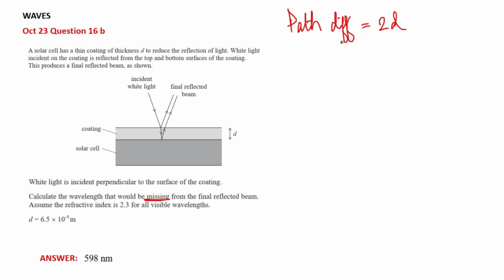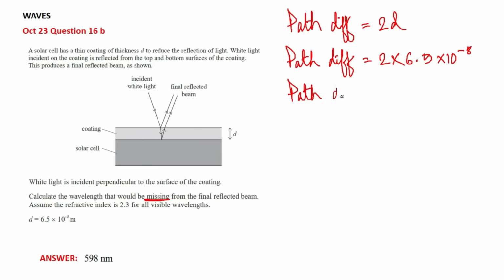Let's find out the path difference value. The path difference would be twice the value of d, which is 6.5 times 10 to the power minus 8, which gives you a path difference of 1.3 times 10 to the power minus 7 meter.